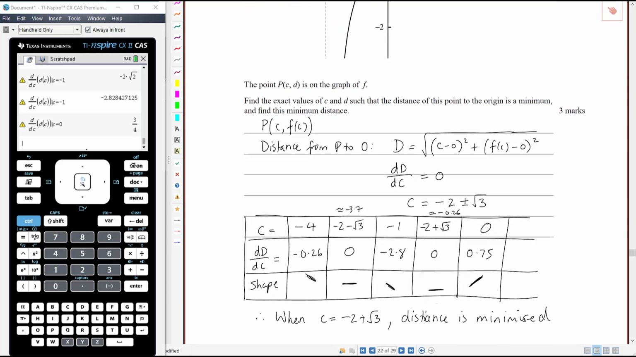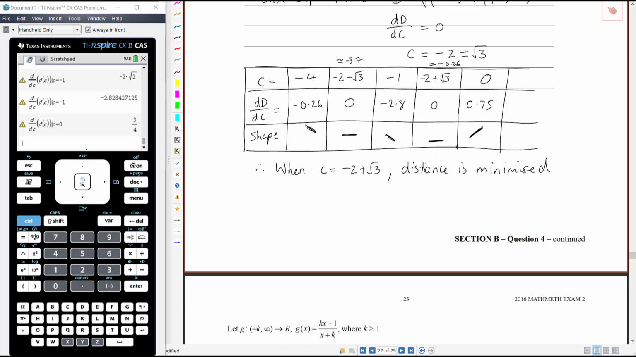Right, let's work out what the question asked us for. Find the exact values of c and d such that the distance of this point to the origin is a minimum, and find this minimum distance. So we've got 3 things to find here and 3 marks, so that's all we're going to need to do. Exact values of c and d. Now it doesn't even need to say exact values, that's implied, we know that from the standard instruction. And we want to find the minimum distance.